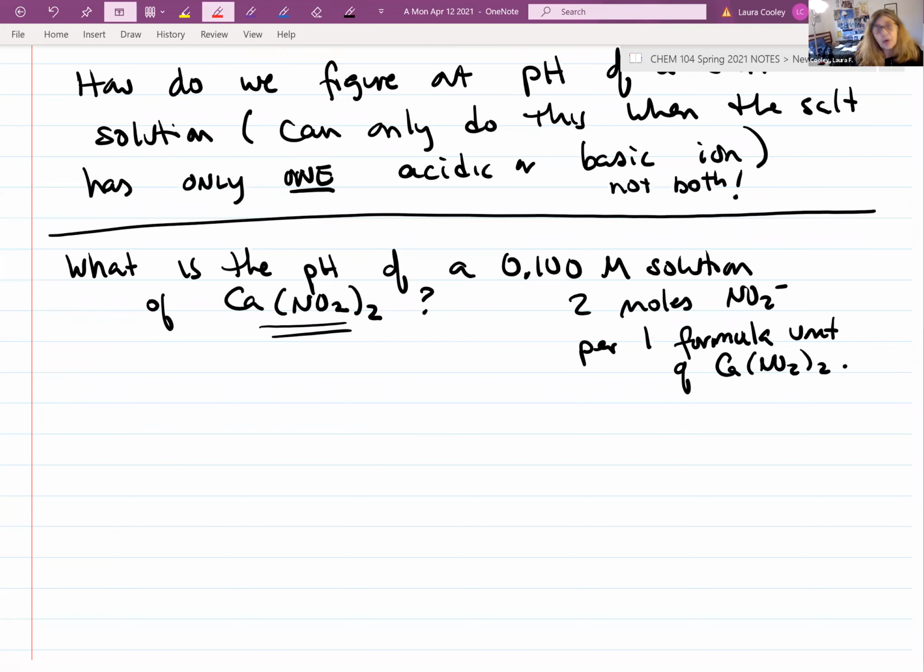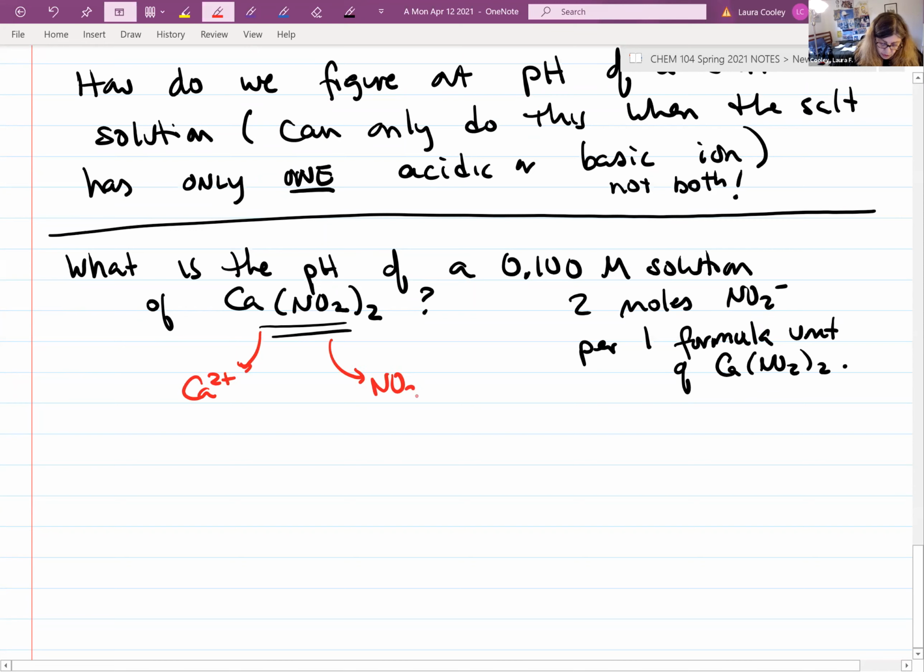How you solve a problem like this is you say, okay, the ions here, we have calcium and NO2 minus. Calcium is neutral, so we don't have to worry about it. NO2 minus is the conjugate base of the weak acid HNO2, which I talked about just now. So it is basic. So this salt is basic.